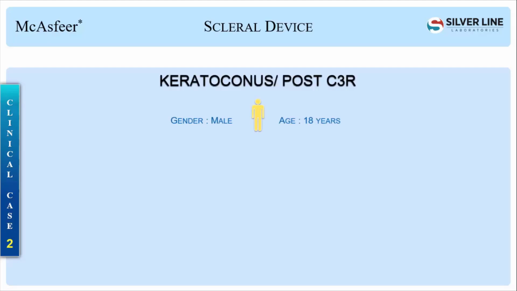So the first case we take is a keratoconus patient. Usually keratoconus patients are fitted by most practitioners using rigid scleral lenses or any corneal lenses. It is easy to fit on the patient's eye because the protrusion won't be much and it is easily fittable. So here we saw one post C3R keratoconus patient.